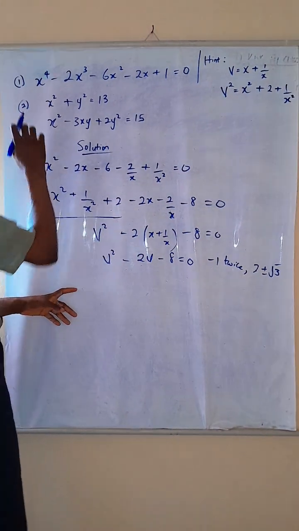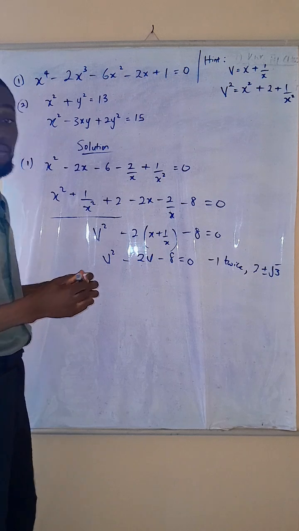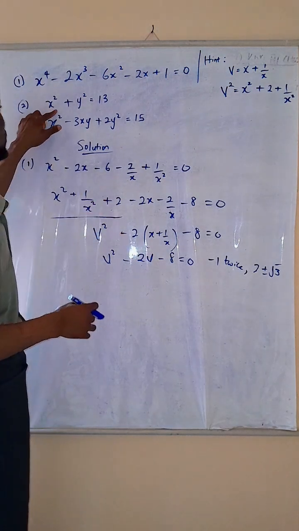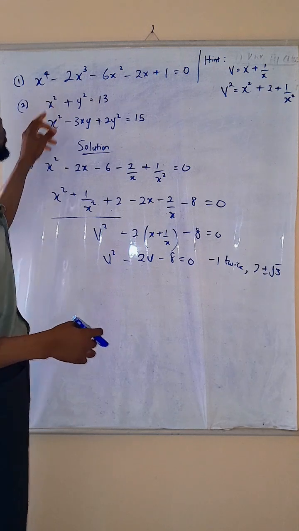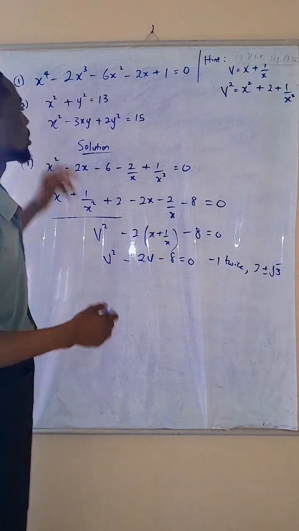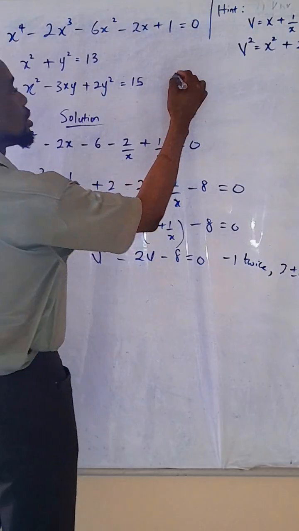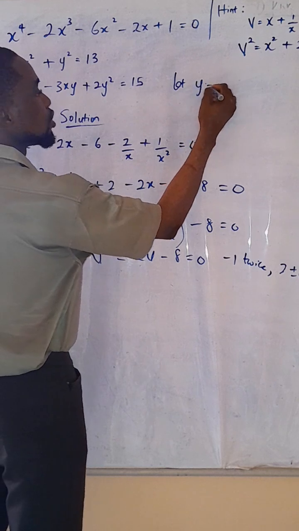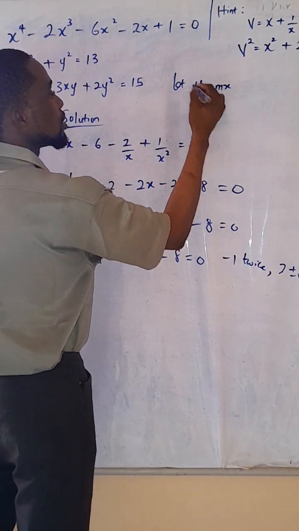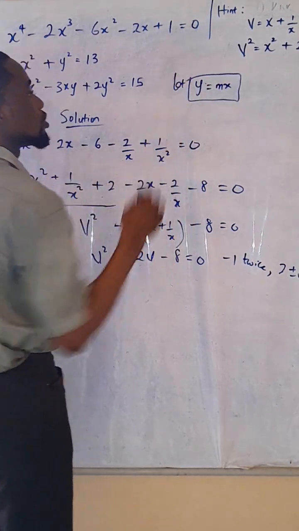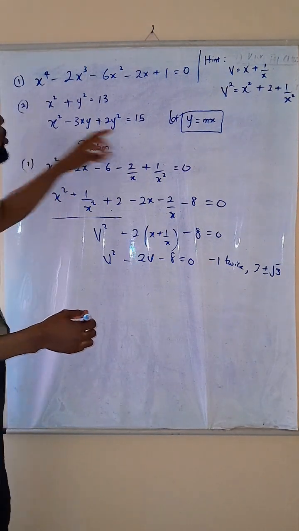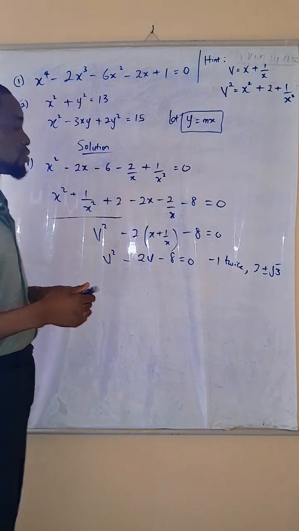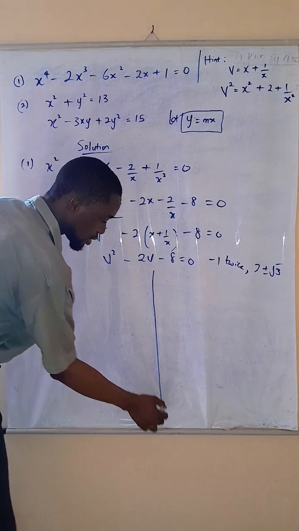Now for number 2, what do we have? Number 2 question is a quadratic simultaneous equation, where the two equations are both quadratic. The idea is to let y be equals to mx. That's the formula I'm going to use here. Whenever you see any simultaneous quadratic equation, you have to use this formula to make your solution very easy. So let's start with that already.